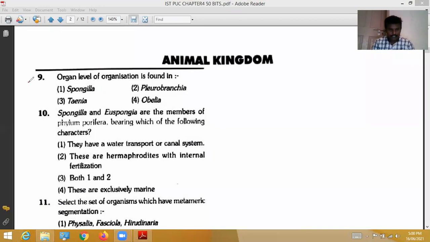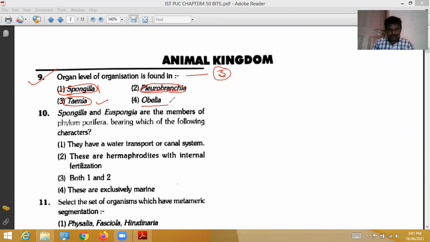Next, ninth question. Organ level of organization is found in. Generally, organ level of organization is found in Spongilla. Spongilla belongs to the phylum Porifera. In this one, the cellular level of organization we can see. Pleurobrachia, so in this one also, we cannot find organ level of organization. Taenia solium, in this one, organ system level of organization can be seen. So ninth question, third option is correct.